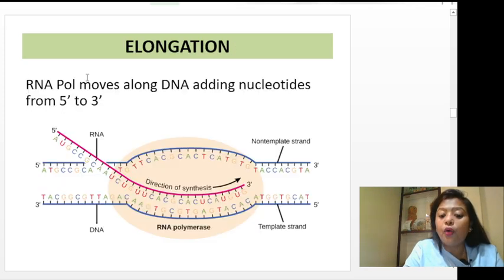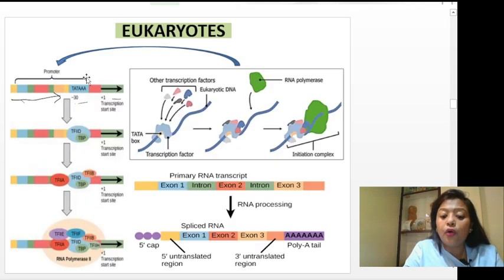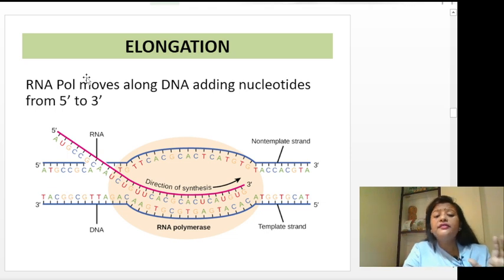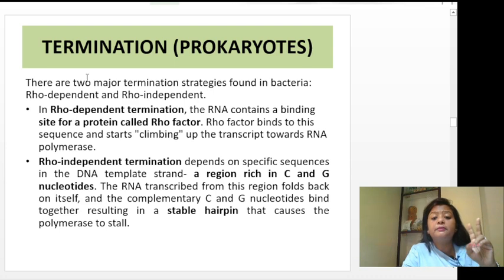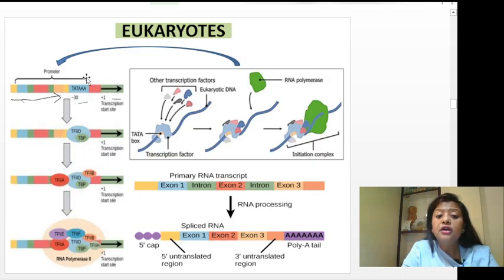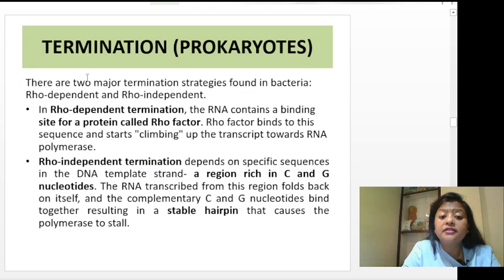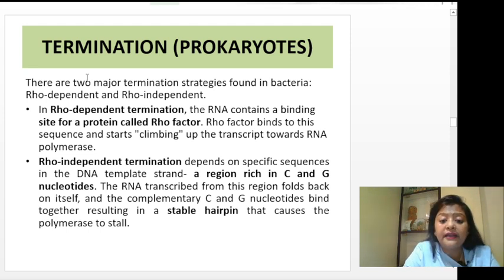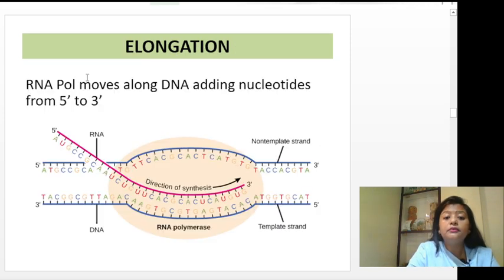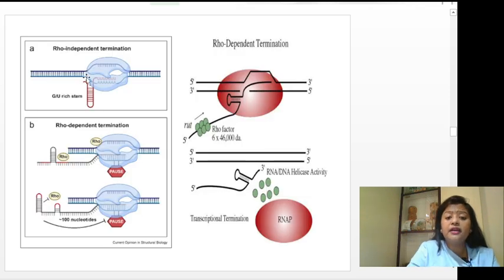For termination to occur, what is required? There are some sites required. Remember, there are two termination types for prokaryotes. We're talking about prokaryotes out here. For prokaryotes, in termination, there are two types, rho independent and rho dependent. For rho dependent, I'll just show you the diagram out here.